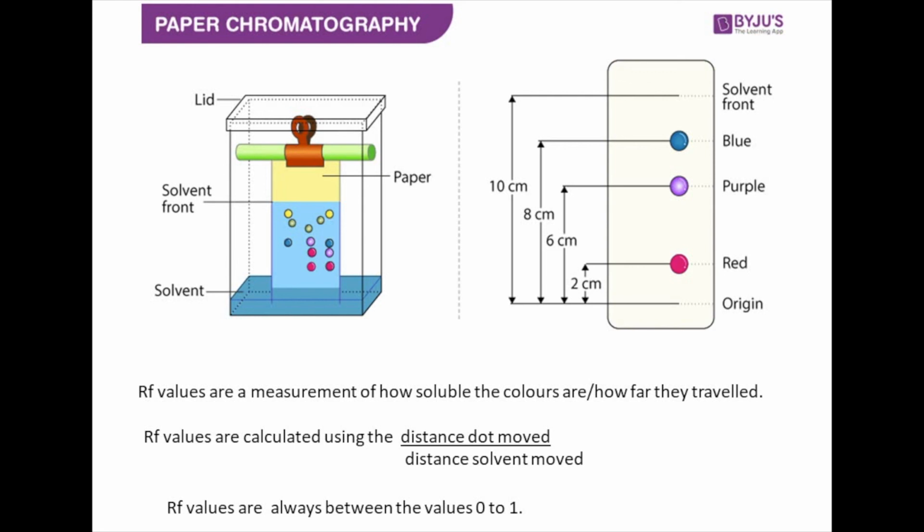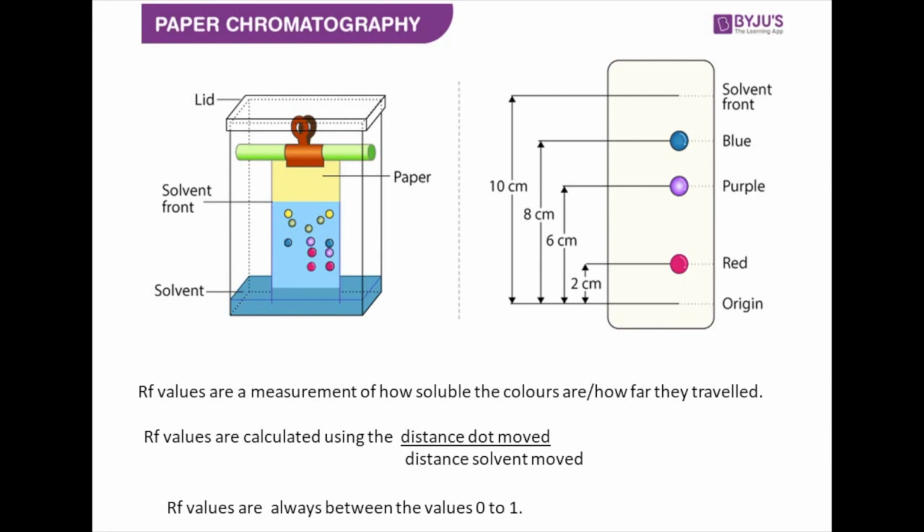The purple dot's moved 6 centimetres. The solvent has moved 10. 6 divided by 10, 0.6. Okay? There are no units for RF values. I don't know if I accidentally said 0.8 and a unit then, but the RF value for the blue dot is 0.8, no units. The RF value for the purple dot is 0.6, no units. And the red dot is 0.2, the RF value.